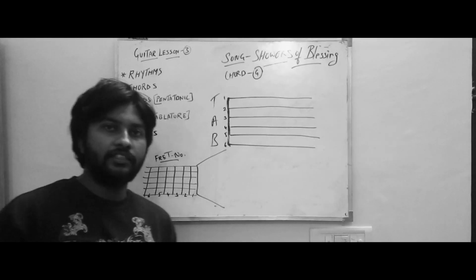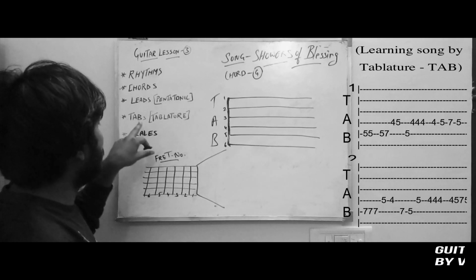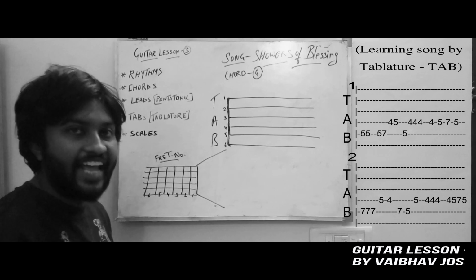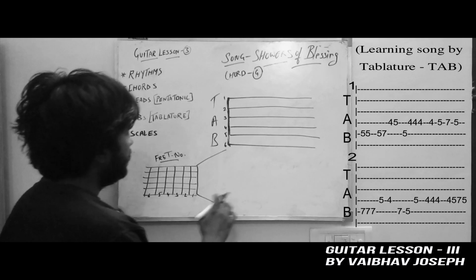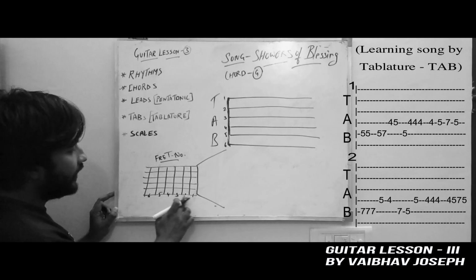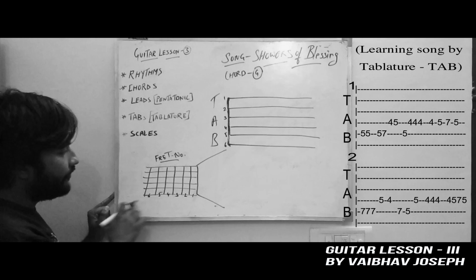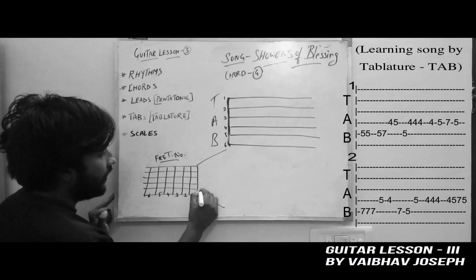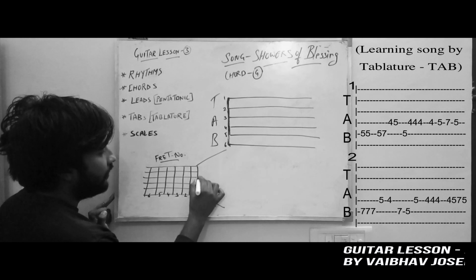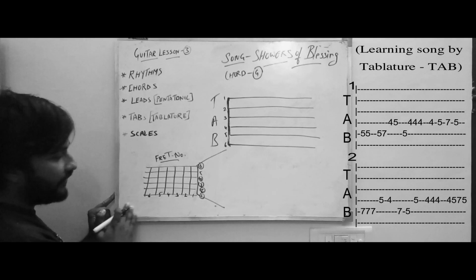Now we have another lesson that is called tablature, also called tabs, guitar tab. So how is it? You know this is a fretboard. You know these are the fret numbers 1, 2, 3, 4, 5, 6. These boxes are called frets, and we have a number for all the strings: string number 1, 2, 3, 4, 5, and 6.